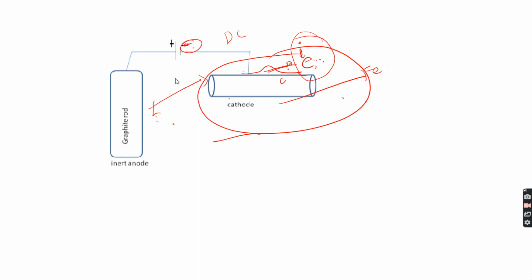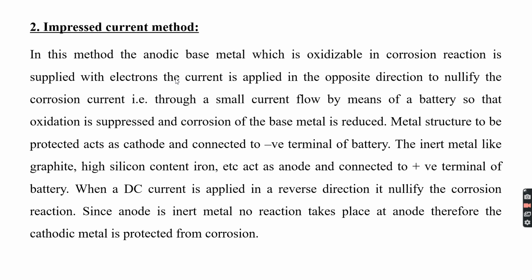So we can summarize this way. In this method, the anodic base metal, which is oxidizable in the corrosion reaction, is supplied with electrons. The current is applied in the opposite direction to nullify the effect of corrosion. That is, through a small current flow by means of a battery, so that oxidation is suppressed and the corrosion of the base metal is reduced.